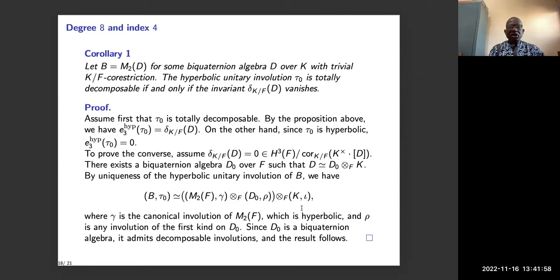For the proof, assume that tau zero is totally decomposable. By the proposition, E3 hyperbolic of tau zero is small delta of D, because tau zero is hyperbolic, and we take the relative invariant with respect to the base point, which is also hyperbolic. This is trivial. This is exactly the small delta of D. And by the proposition, this is equal to this. But since tau zero is hyperbolic, this is trivial.